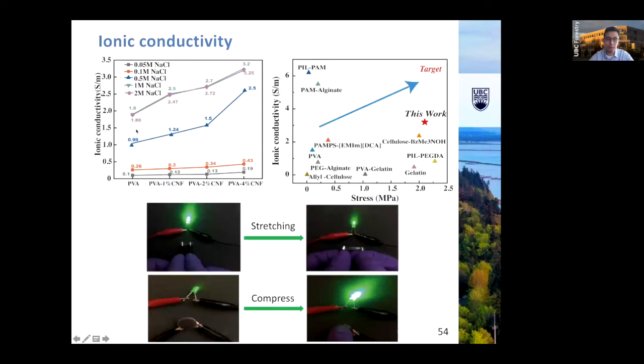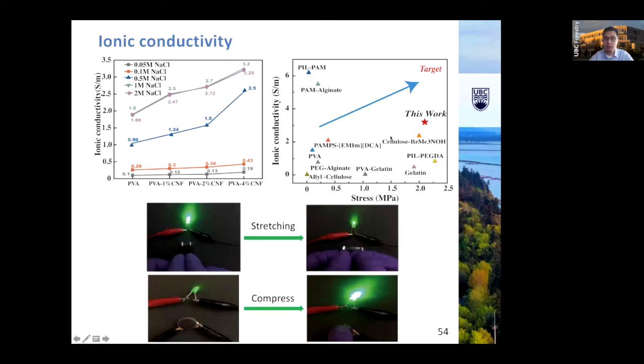This is a no, but we also see that by increasing the cellulose nanofiber content, we can also improve the ionic conductivity because of two reasons. One is it can introduce some pore structure, a hierarchical structure, for the ion transport, as well as the surface carboxylic groups of the cellulose nanofiber, which can facilitate the ion transport.